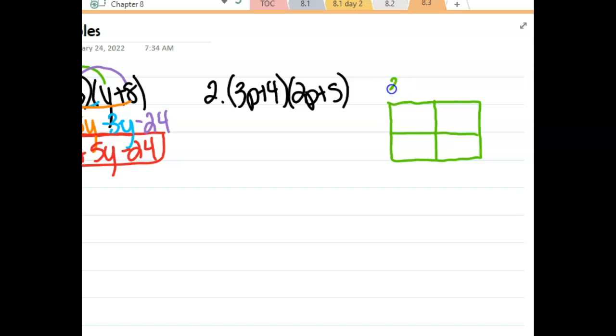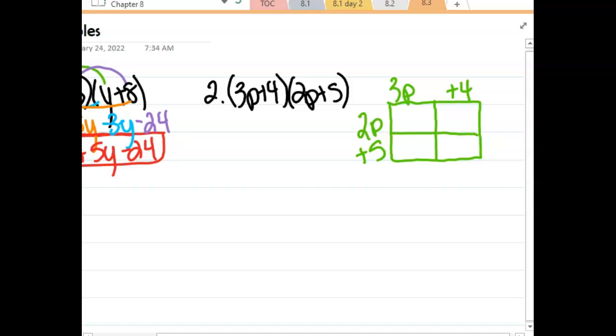So if I put the 3p plus 4, don't forget about the plus 4, on the top, that means I'm going to put the 2p plus 5. And make sure you're putting that plus 5 in front of the 5. Okay. Then to fill in your box, we're going to multiply. So for that first box, we're going to take 3p times 2p.